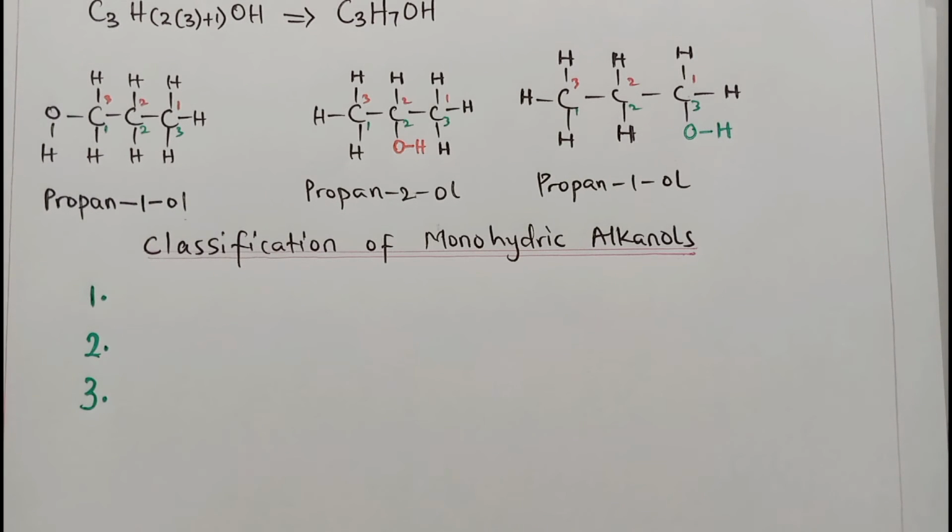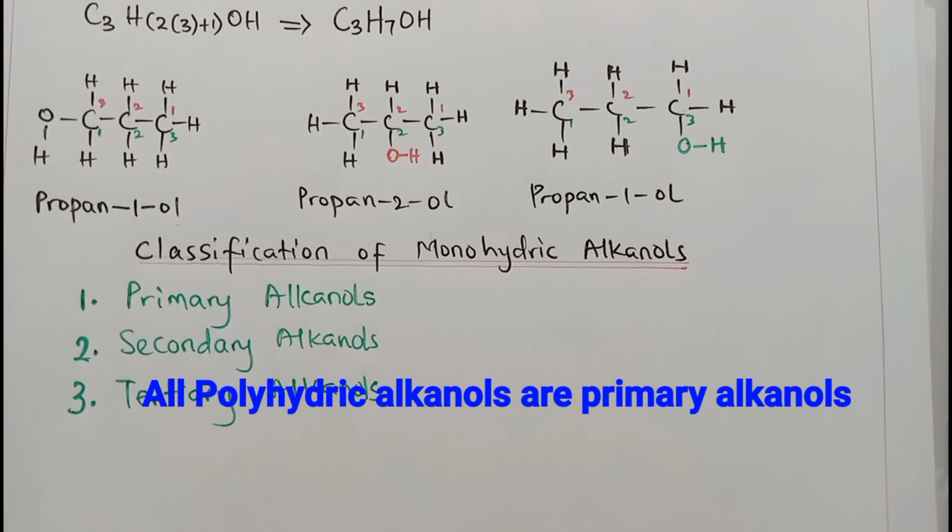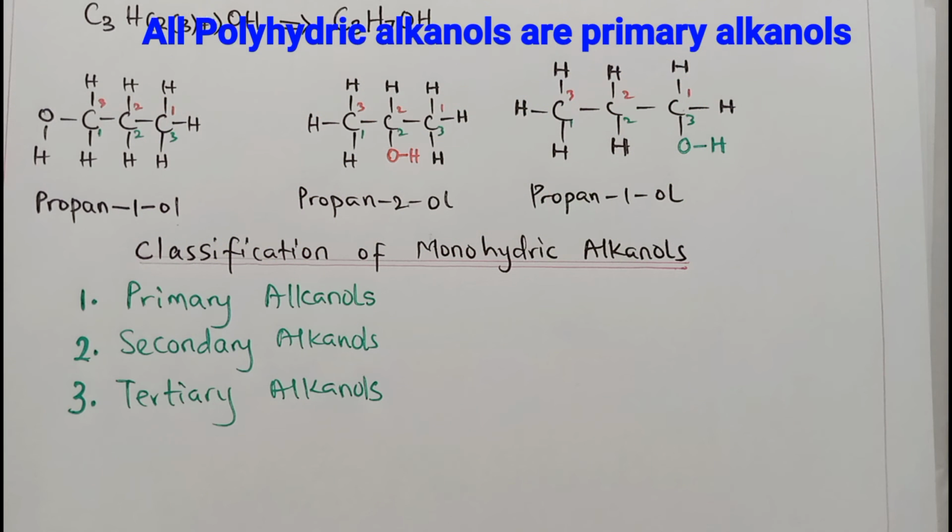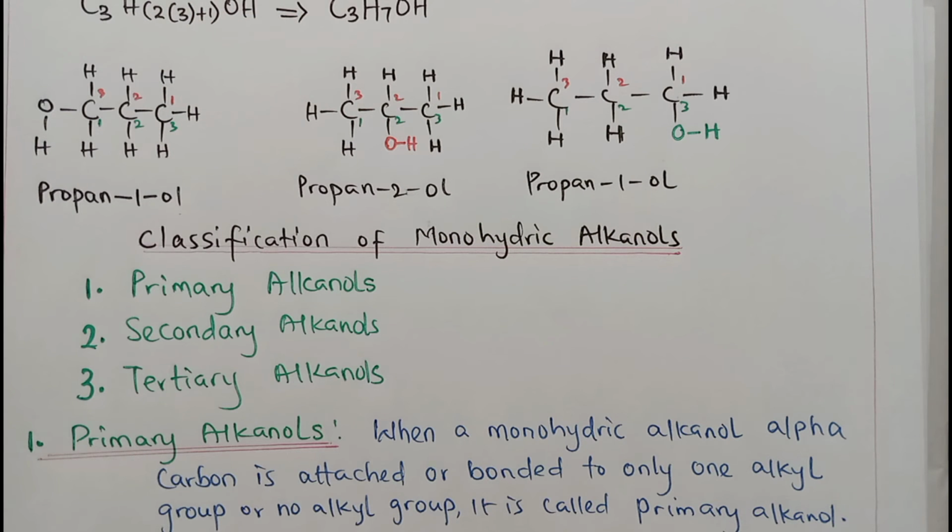In many textbooks, they will tell you that alkanols are classified in 2 ways. One, based on the number of hydroxyl present, and the other based on the number of alkyl group present. One, primary, secondary, and tertiary alkanols. Okay, let's start with primary alkanols. So when we have a monohydric alkanol, alpha carbon, being attached or bonded to one alkyl group only, or maybe bonding to all hydrogen, it is called primary alkanol.